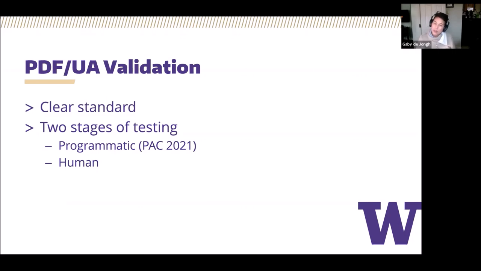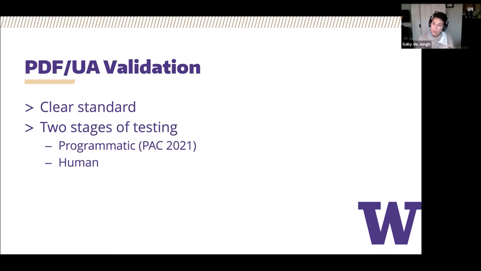But it doesn't give the content creator the ability to correct those errors, unlike Adobe Acrobat Pro, which also has a built-in accessibility checker, but does allow you to fix some errors that it may encounter. The PAC 2021 checker, as well as most other PDF UA checkers out there, is Windows only. And I've included a link to the accessibility checker on the resources slide at the end of this deck.